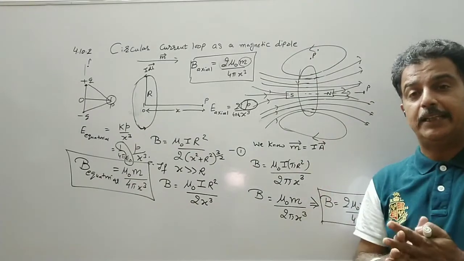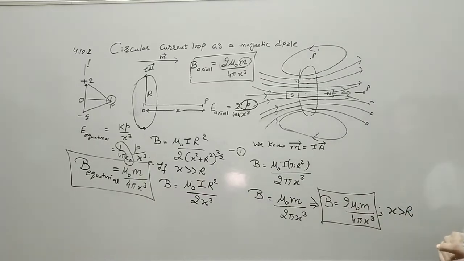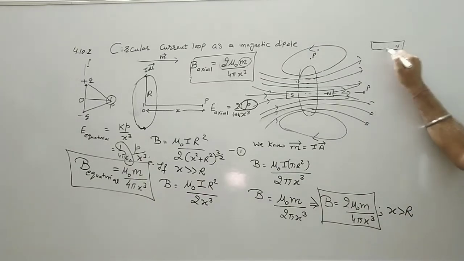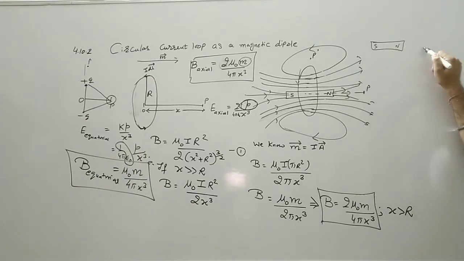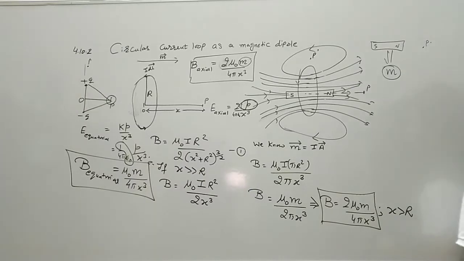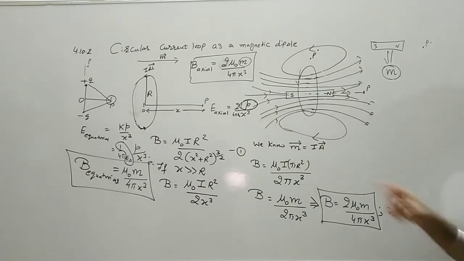Though in that case, M will not be equal to Ia. So if I consider this bar magnet and I find the magnetic field intensity at this point, the derivation will remain the same. But in this situation, the formula for M will change. We will see that in the next chapter, but because it is a bar magnet, it does not carry any current, so it should not be Ia.